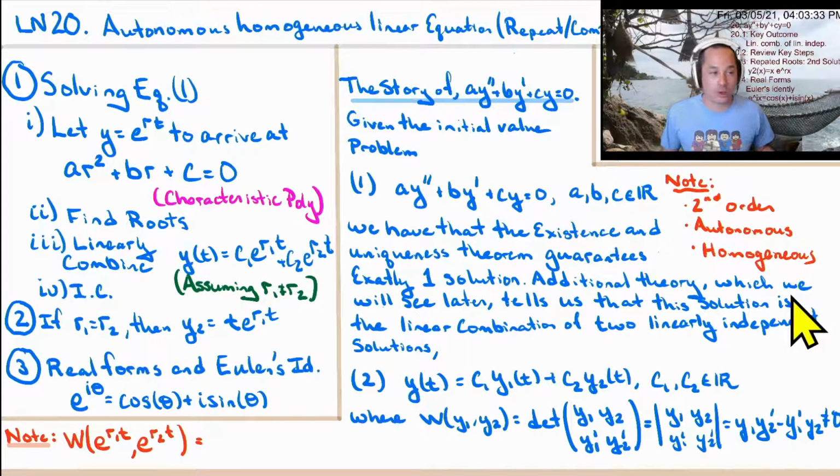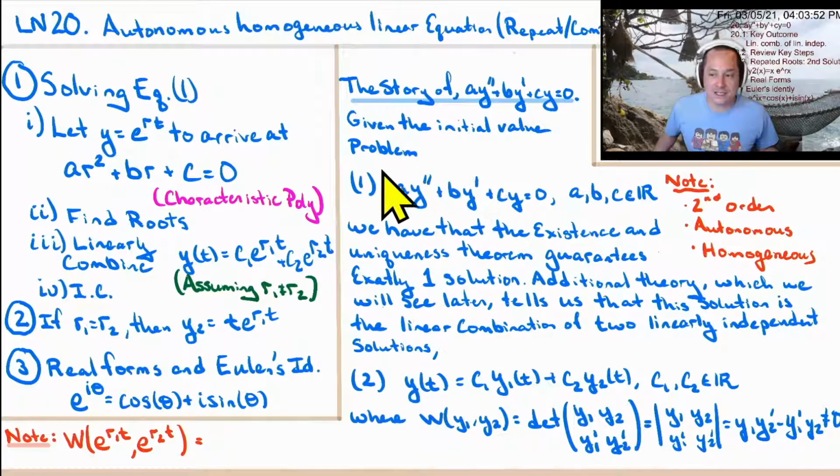Math has a lot of word vocabulary, but then it also has a lot of symbolic manipulation. So this is the overview slide. What do we want to pull out of this? We want to pull out the story of ay double prime plus by prime plus cy is equal to 0. What is that? That's equation 1.